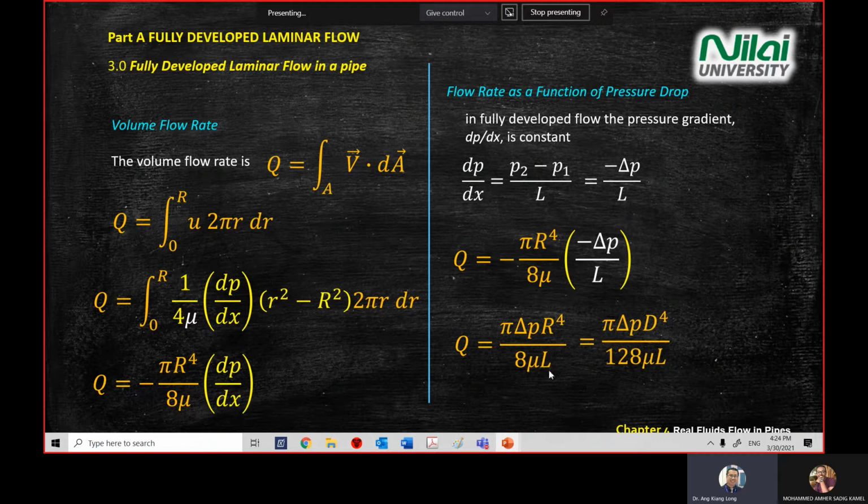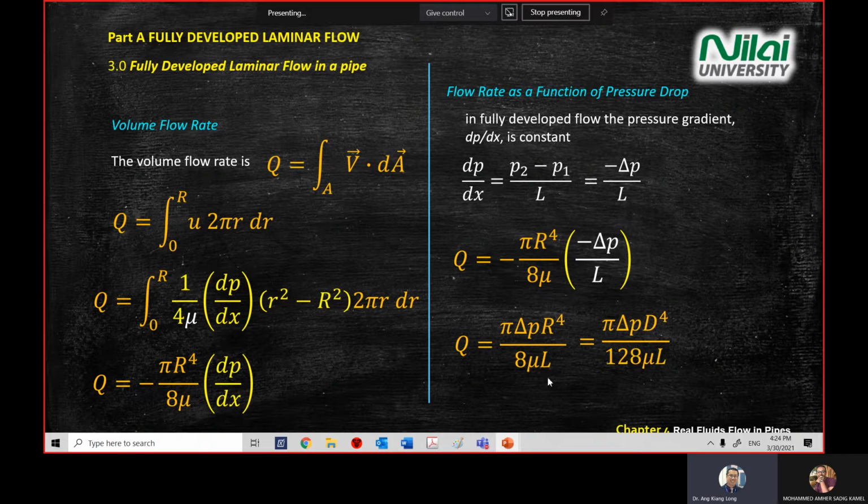Another one, most of the time the question will give you in terms of diameter. Or in the industry later on, after you graduate and work in industry, most of the time in the specification table, the pipe will be given in terms of diameter rather than radius. So you just change R equal to D divided by 2 and then power 4, you will get pi delta P D power 4 divided by 128 mu L.